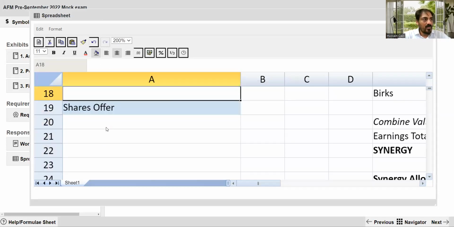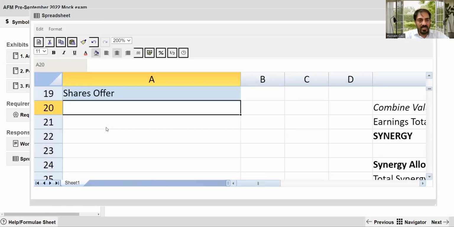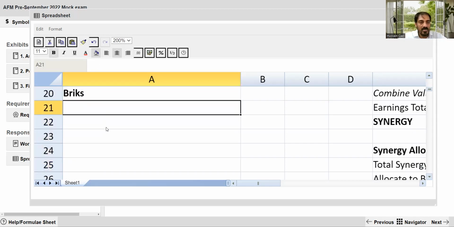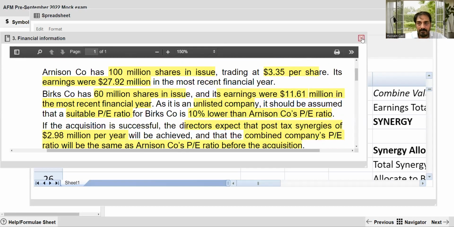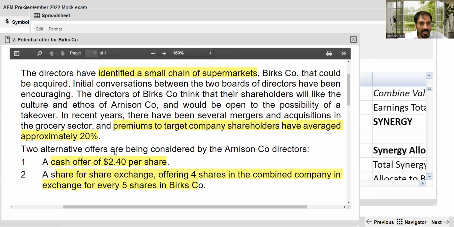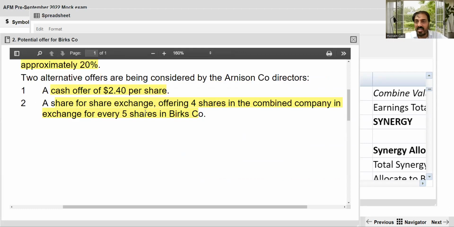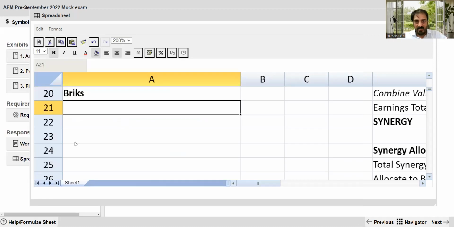The share offer, one by one, simple, once again, with the BRICS. What is the share offer? We need to quickly recall it. The share offer is a share for share exchange, offering 4 shares in the combined company in exchange for every 5 shares. So stick with your plan.